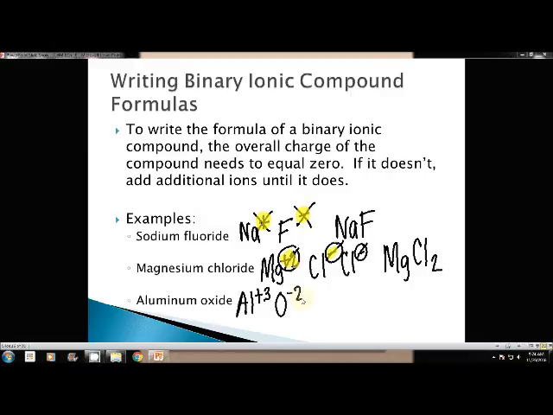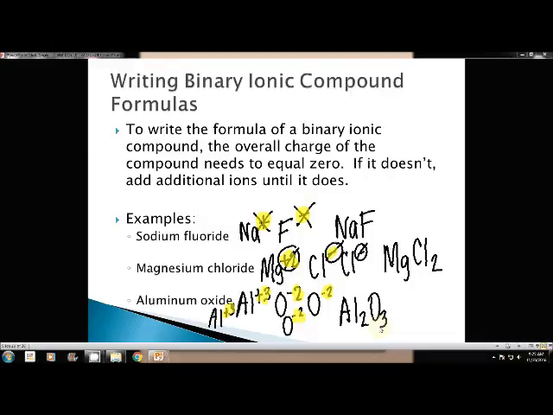So this one, when they don't just evenly work out nicely, we have to make it a common multiple. So a common multiple of 3 and 2 would be 6. So that means we have to have an overall +6 and an overall -6 charge. So to make a +6 charge, I have to add another aluminum. And to make a -6, I have to add 2 more oxygens. So now, looking at the charges, we have a +6 and a -6. So then our formula is going to be Al2O3.